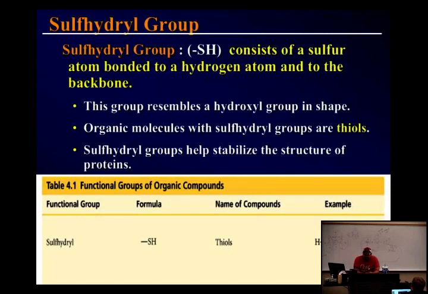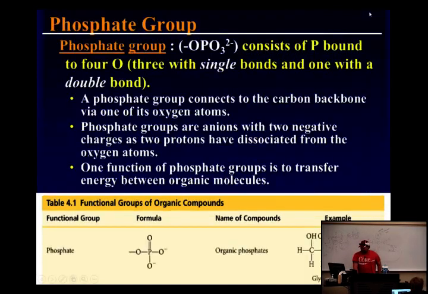Maintaining shape, yeah, exactly. What's the most important thing in biology? Indirectly, yeah, it's shape. What can change shape? Two things: temperature and pH. Yeah. So those are the two most important things that we have to maintain our structures, our protein structures.